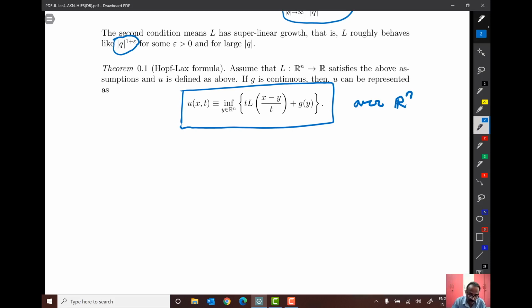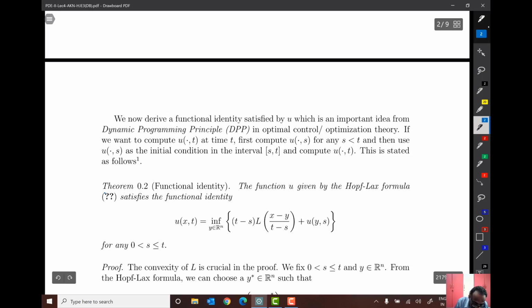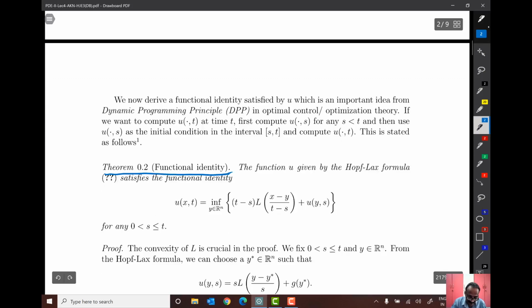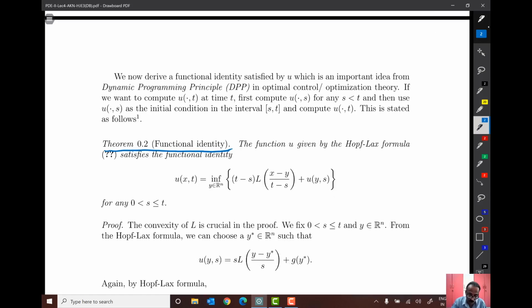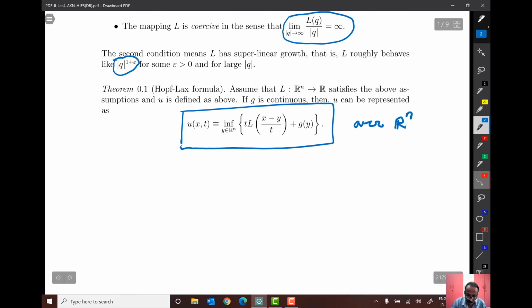So we are going to use this formula in deriving some important properties of u, and that's what we are going to do in this lecture. We are going to derive what is called a functional identity. Here u is the solution given by the Hopf-Lax formula. The advantage is that because you are taking an infimum over R^n, you can compute its derivative, and you will be able to get an explicit formula for your solution.